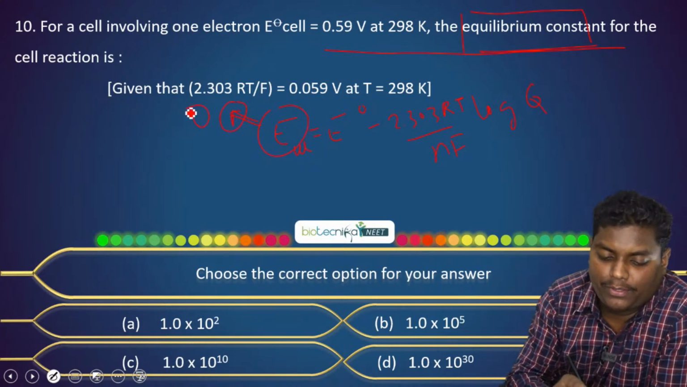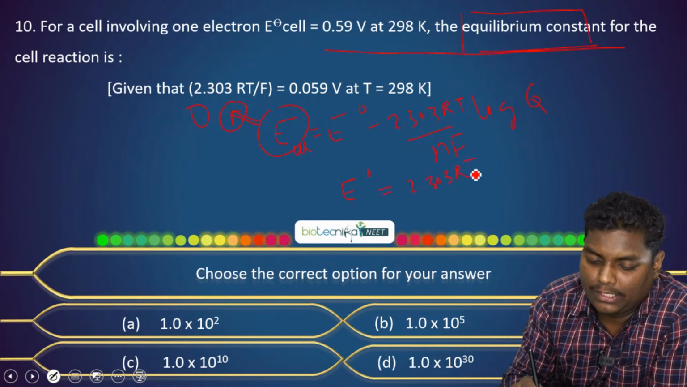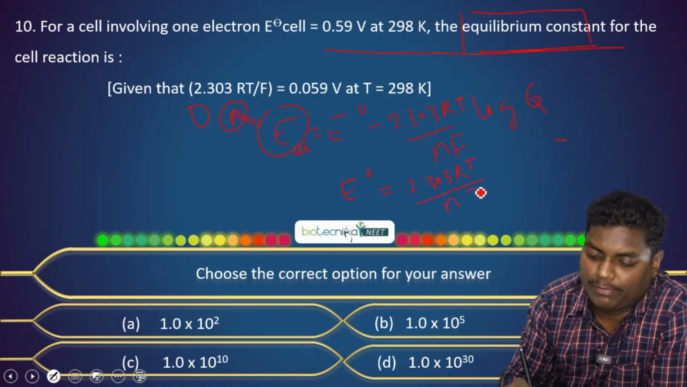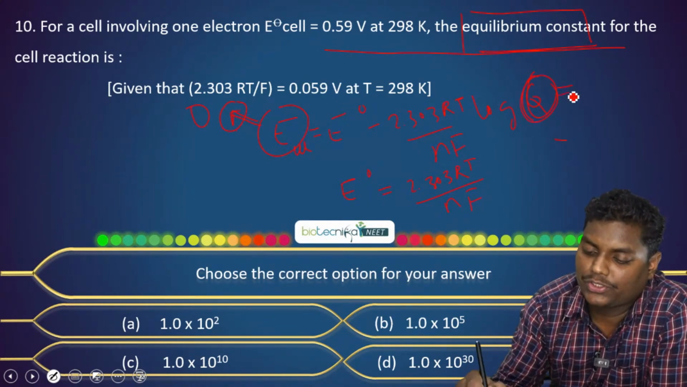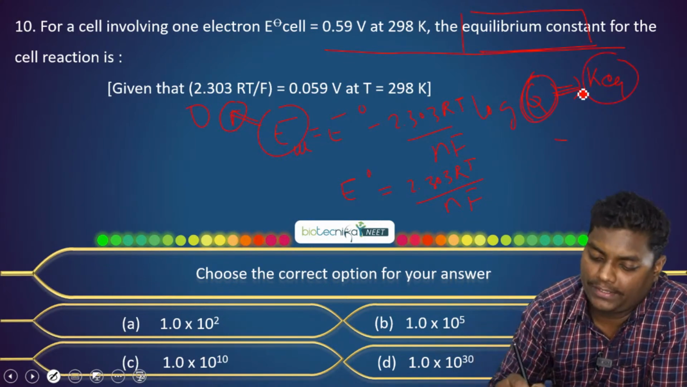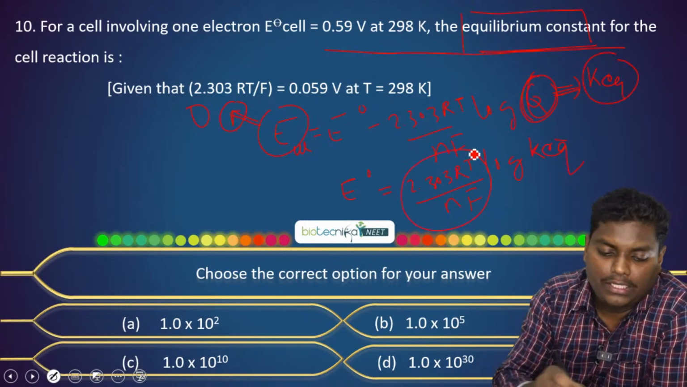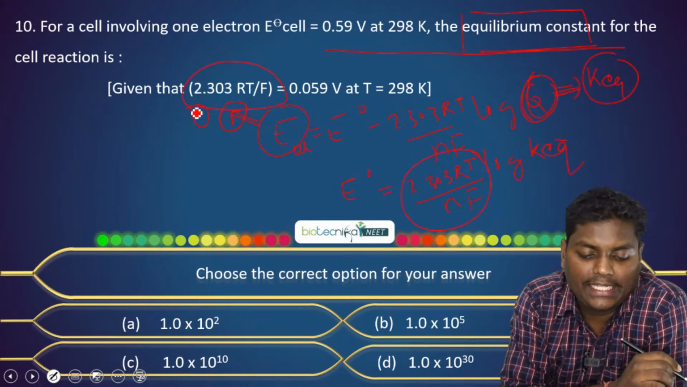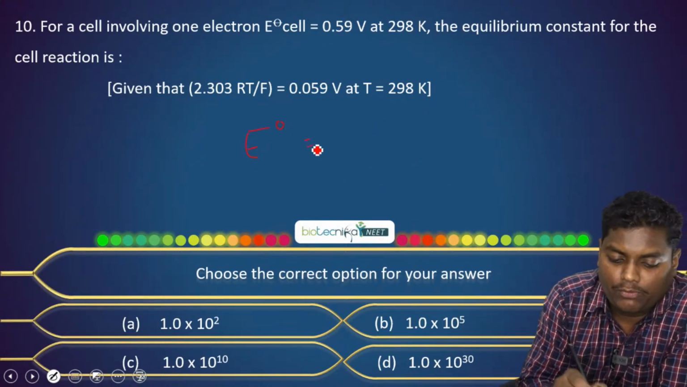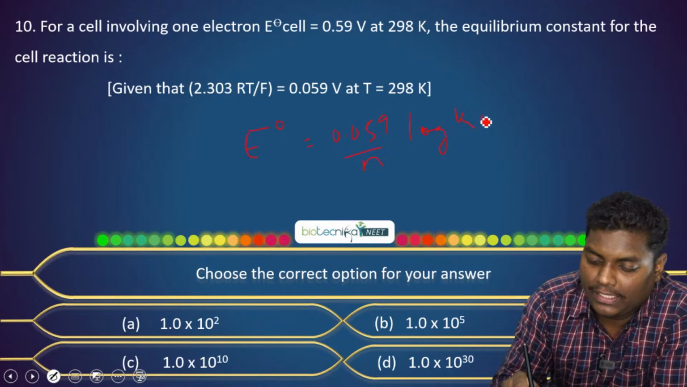Okay, so what do we have? We have E naught equal to 2.303 RT by nF, since E is zero, if we take this to the other side, it will be positive. And in place of the reaction quotient, it will be the equilibrium constant, K equilibrium, since we are discussing this at the equilibrium point. So just replace this term with the value that is given, 0.059. So E naught equal to 0.059 by n log K equilibrium.